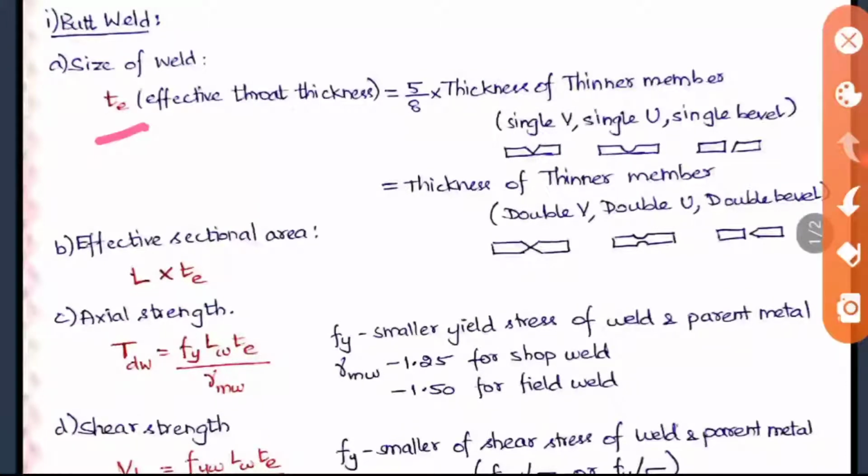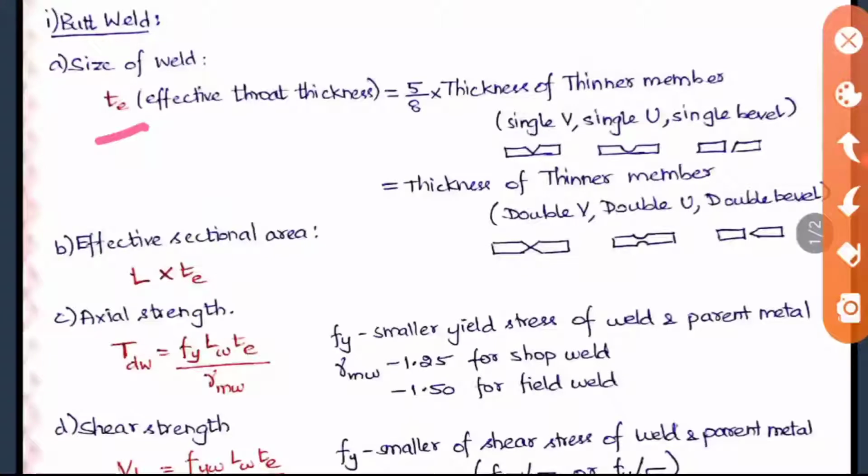In the diagrams I have drawn nearby you can see single V means the welding will be like this, so at this point the welds will be done. Single U means a U-shaped groove will be there, and single bevel means in one plate alone the bevel will be given on one side. In the same case, for double V, double U and double bevel methods, the size of the weld will be directly equal to the thickness of the thinner member. So this is the difference between these two.